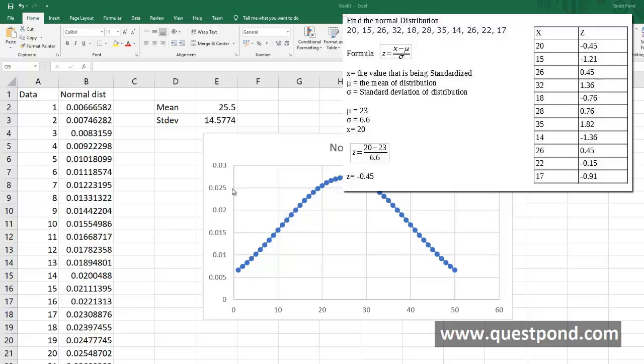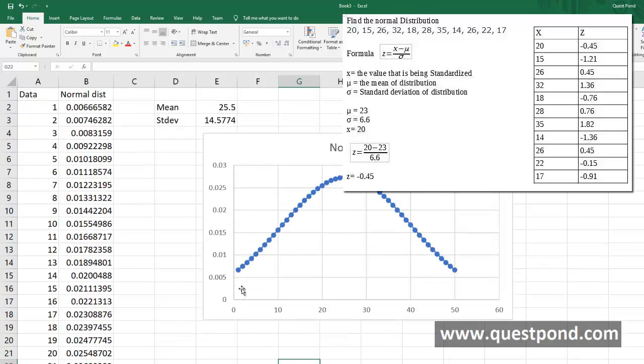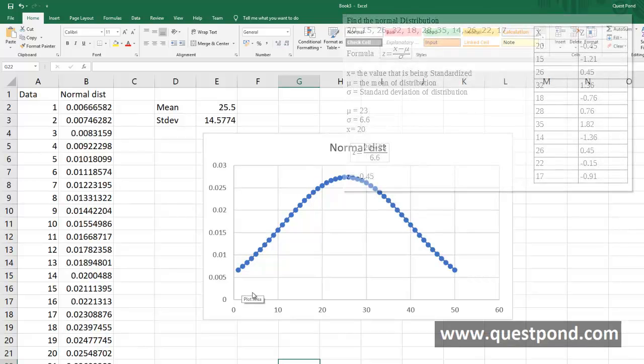So you can see now at the left hand side is our normal distribution, and down below we have our actual data. So you can see now 10 is corresponding to 0.015. 20 is corresponding to 0.025. It's here, you can see I've highlighted. So you can see that the graph has been plotted by using the normal distribution and the actual data.